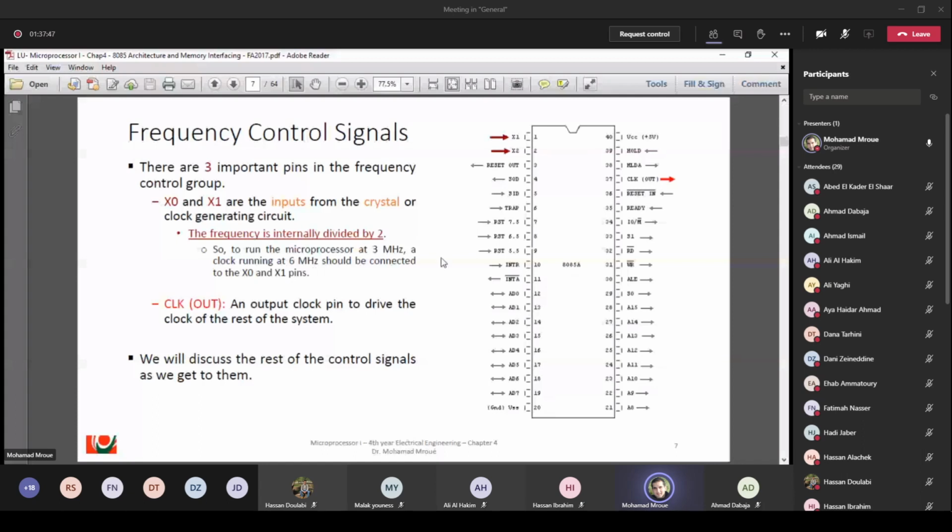We have the clock out. It's an output clock pin to drive the clock of the rest of the system. Now we'll discuss the rest of the control signals as we get to them. We will talk later, when we talk about interrupts and how to manage them, about reset, RST 5.5, 6.5, 7.5, trap, reset out, INTR, INTA bar. We will talk about them later on. We'll hold, HLDA and so on.